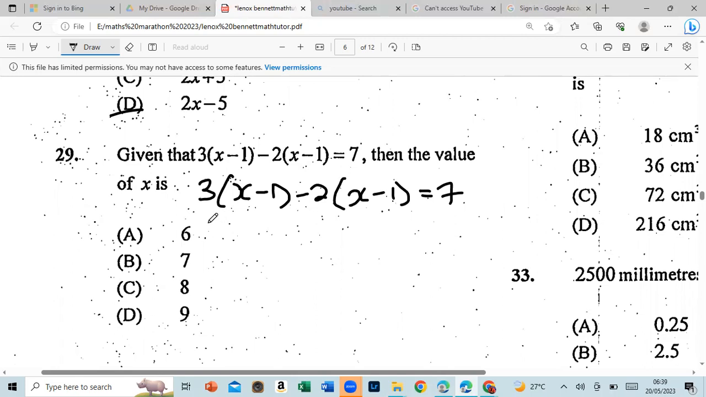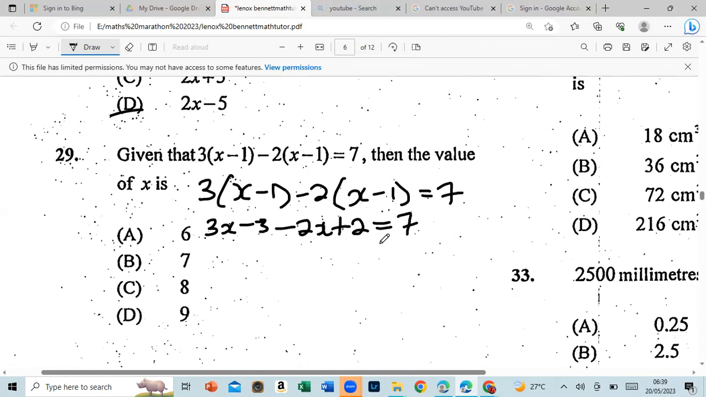So multiply 3 times x, that's 3x. 3 times negative 1, negative 3. Then we move on to negative 2, negative 2x. Positive times a negative, negative times a negative, that's positive. Alright, so now we remove the bracket.